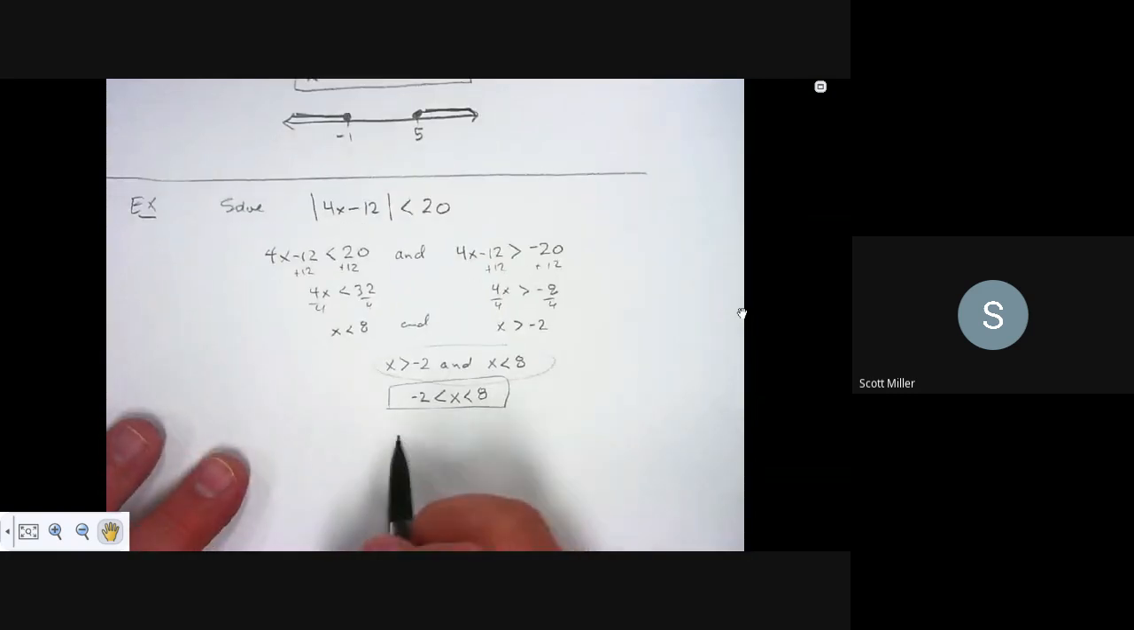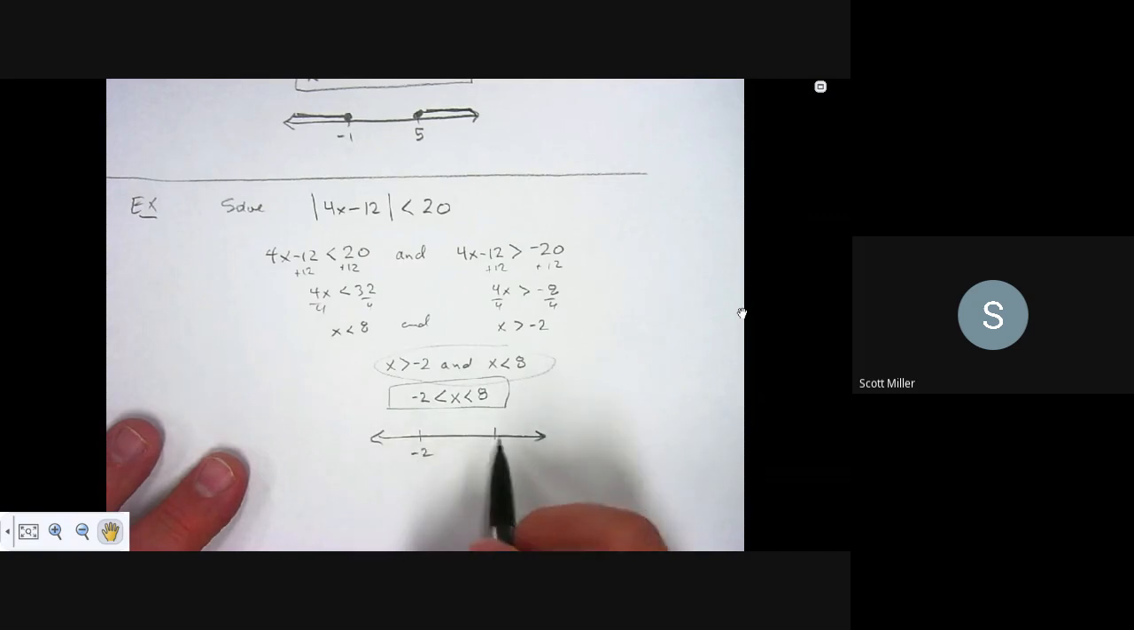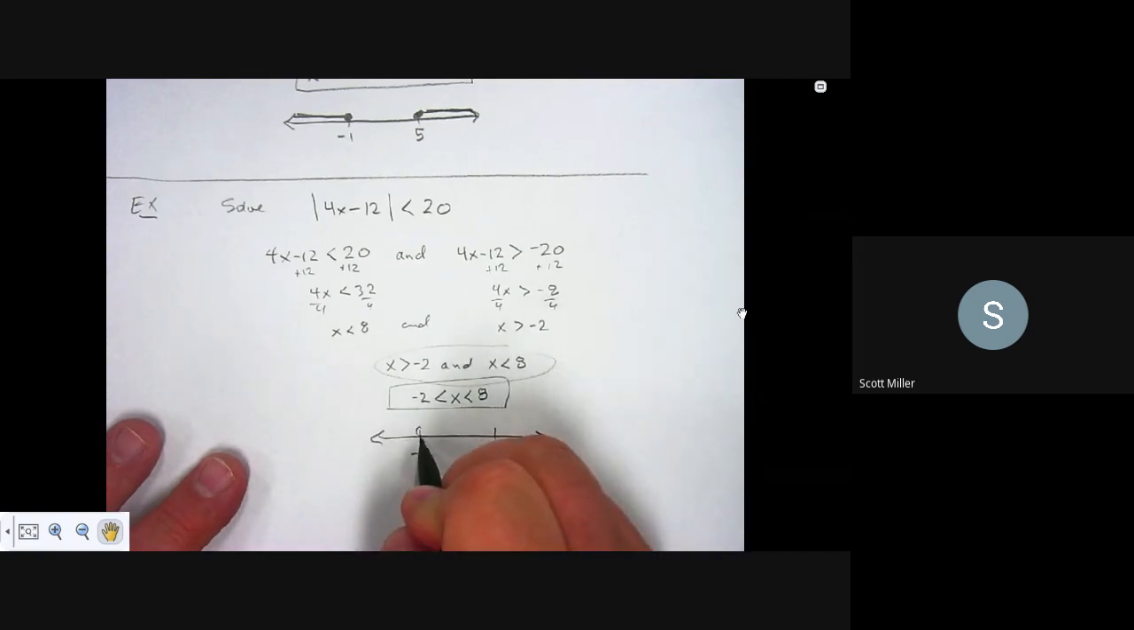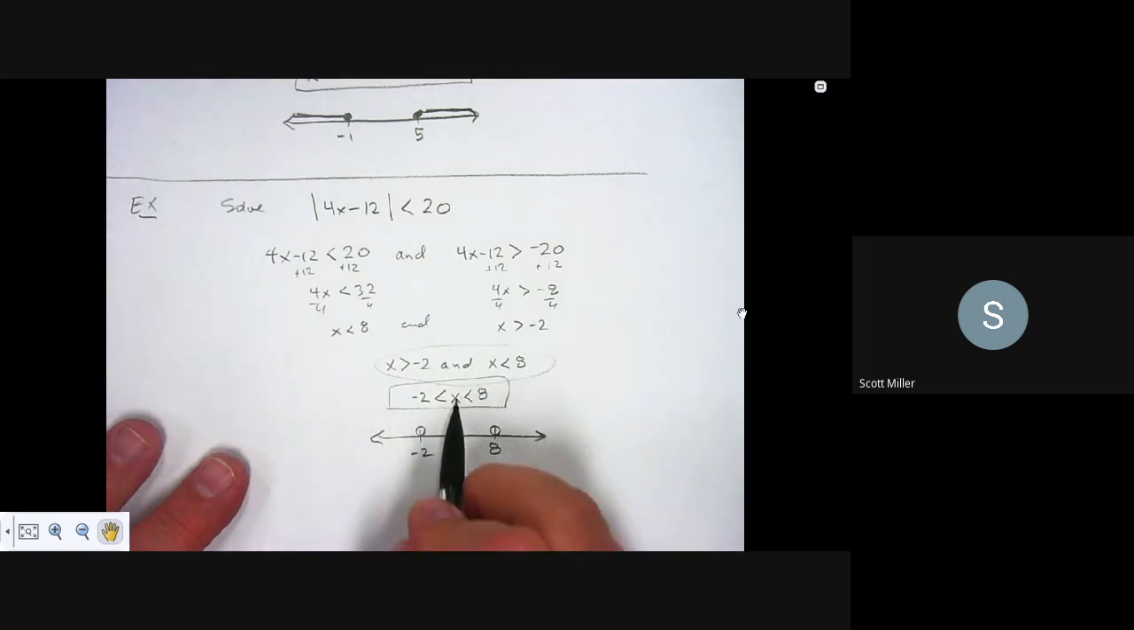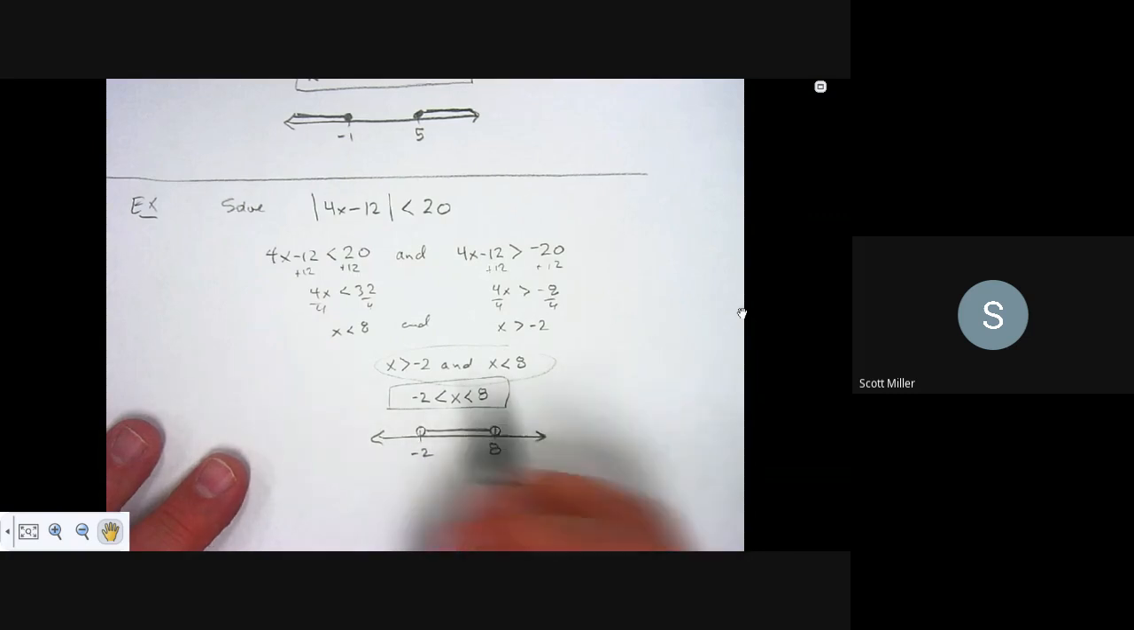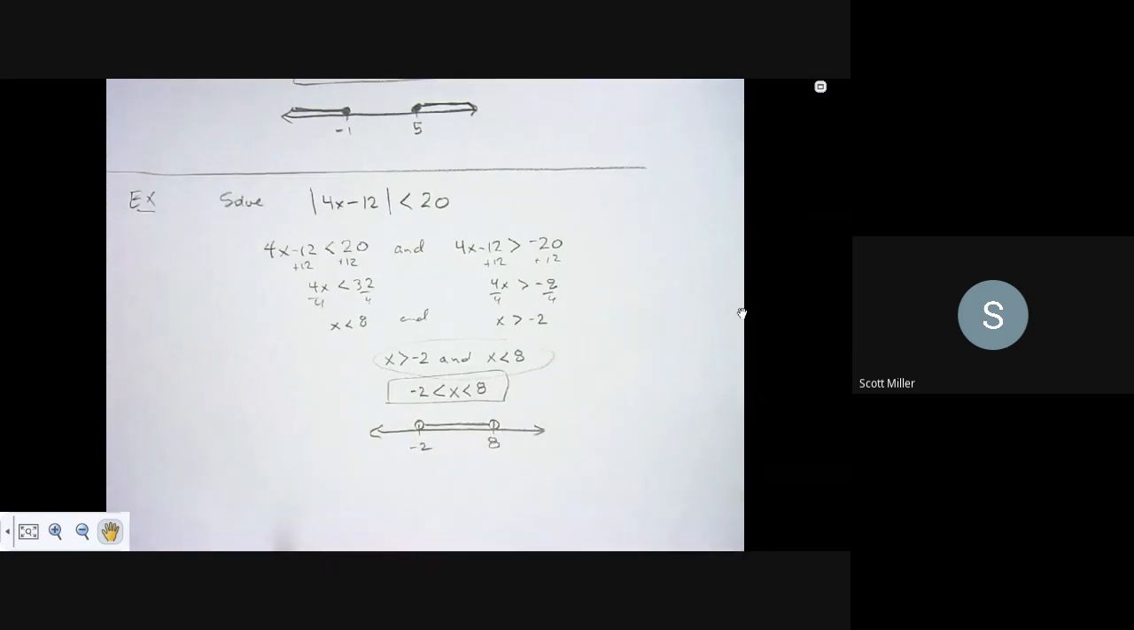And then we want to do our solution graph. Here's negative 2, here's 8. These symbols indicate that they are not included, so we put open circles on the boundary points, and it's all the x's between those two values. So that is how you would write that solution. Okay? So there you go.